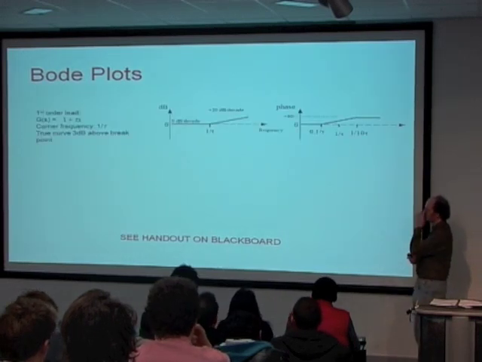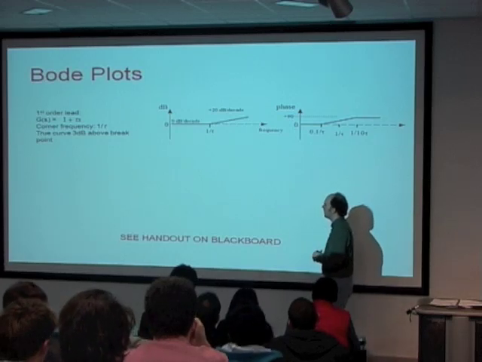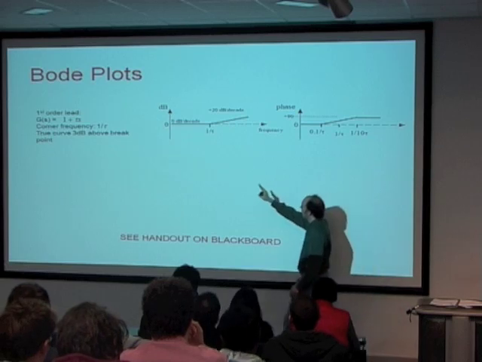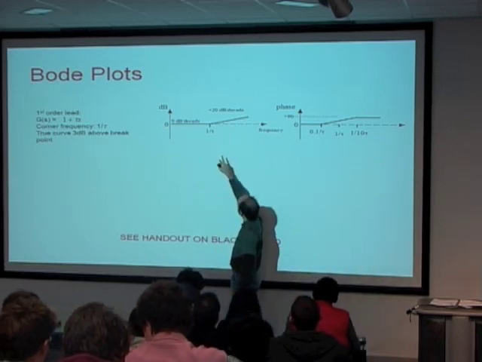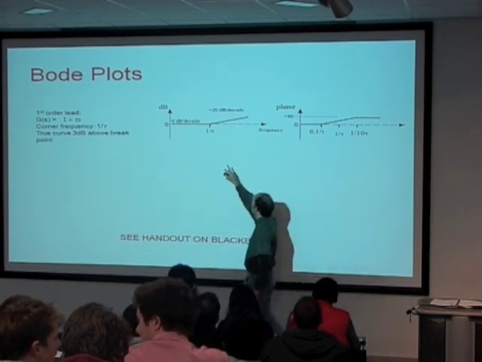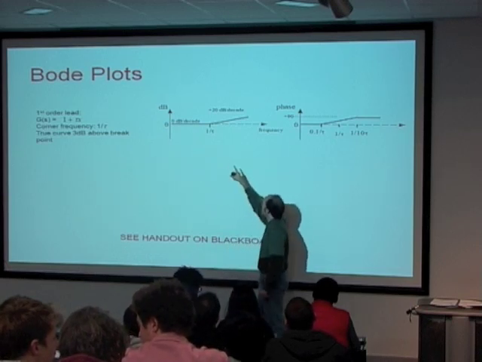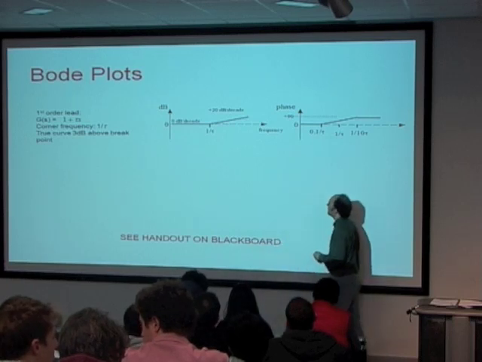Okay, a first order lead. So this is the 1 plus Tor S. Corner frequency. So basically, you start off at 0, and you reach a point related to the transfer function. Okay, sorry, the time constant. 1 over Tor, and after that point, the magnitude rises at 20 dB per decade.